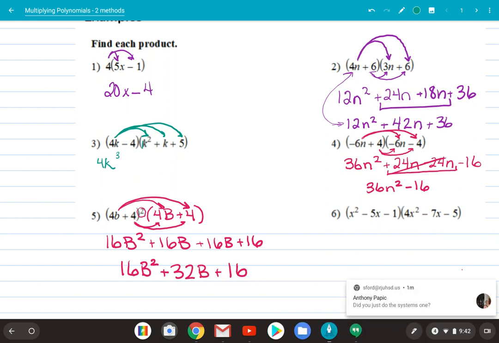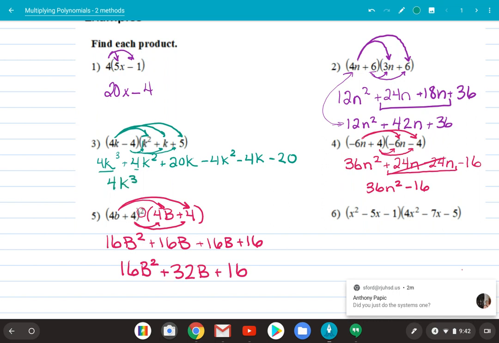Then 4k times k and 4k times 5. Okay, then we're going to take that -4 and multiply it to all of them. So we're going to get -4k squared minus 4k minus 20. Combine like terms. Always start with the largest. It's usually going to be first.